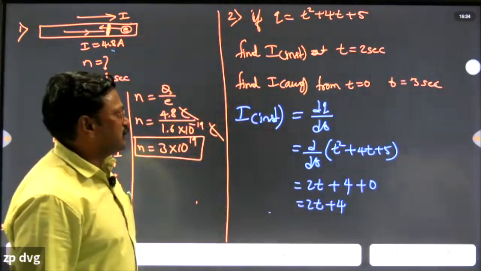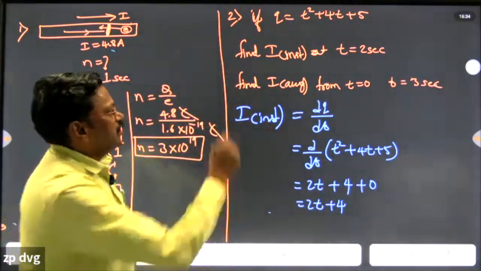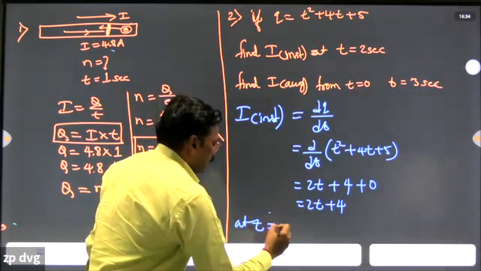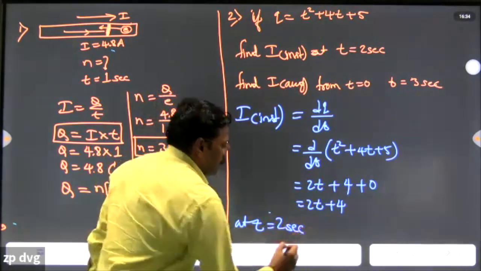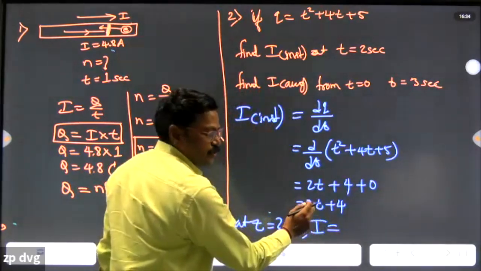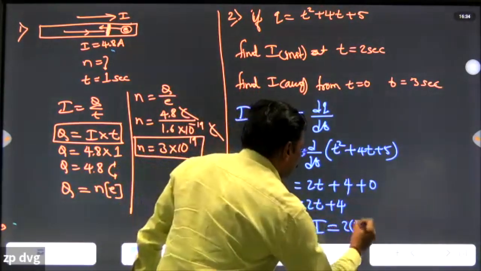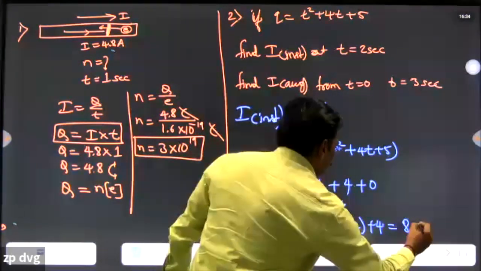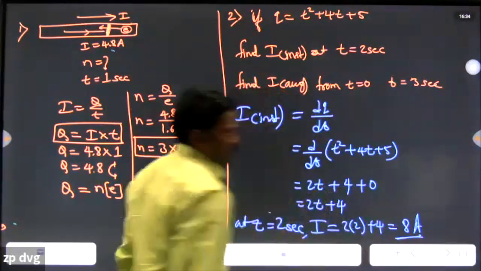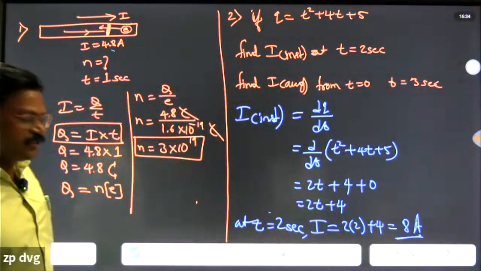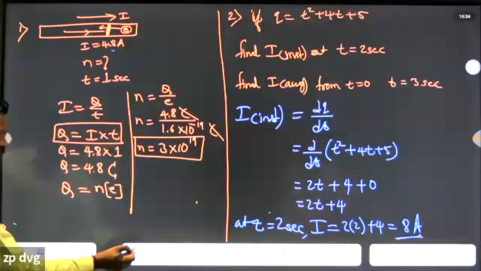Now let us find the instantaneous current at t equal to 2 seconds. Substitute the value of t equal to 2 seconds here. So it is 2 into 2 plus 4, which is equal to 8. So 8 ampere is the value of instantaneous current. The instantaneous value of current comes out to be 8 amperes.